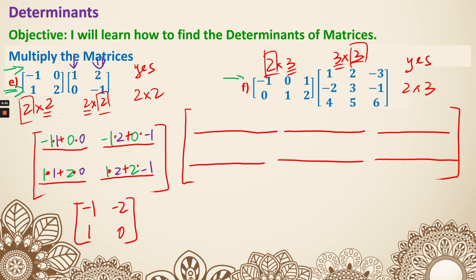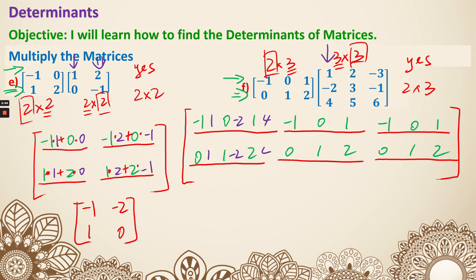Let's deal with the rows. First row, negative 1, 0, 1. Second row, 0, 1, 2. Second matrix. First column, 1, negative 2, 4. Second column, 2, 3, 5. And third column, 3, negative 1, 6. Oh, sorry, not 3, negative 3, negative 1, 6.